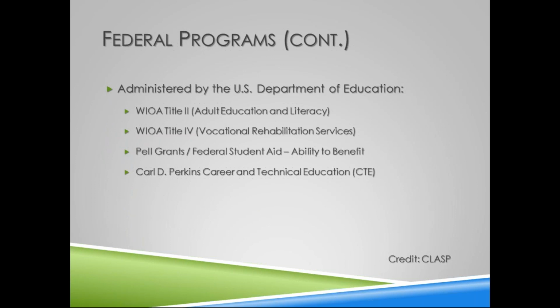Under the U.S. Department of Education, of course, we've got WIOA Title II, Adult Ed and Literacy funds, which are awarded through grants to our providers. We have WIOA Title IV, Vocational Rehabilitation Services, which in Illinois is administered by the Department of Human Services Division of Rehabilitation Services, which is a mouthful, but it's DHS's DRS. We've got Pell Grants and Federal Student Aid, which can be accessed through Ability to Benefit. This is through the financial aid offices at the community colleges.